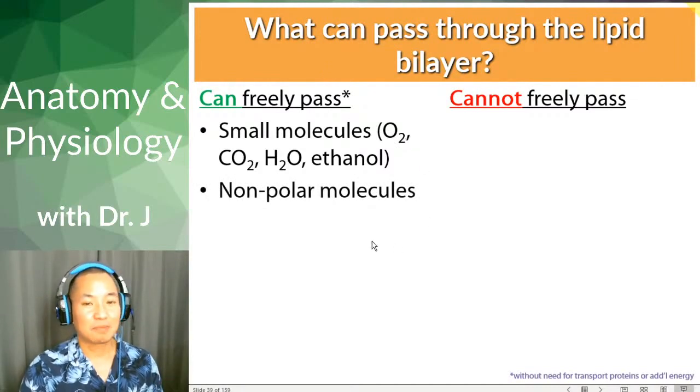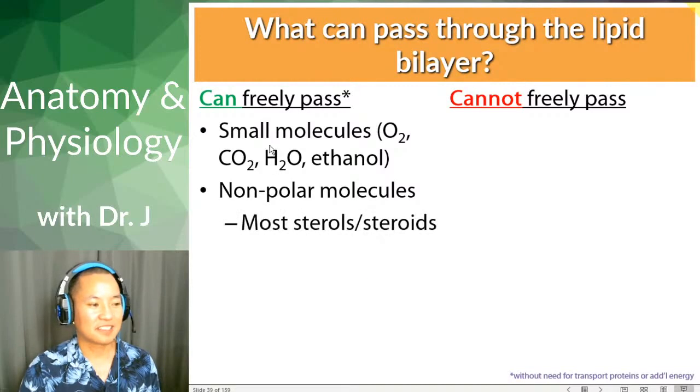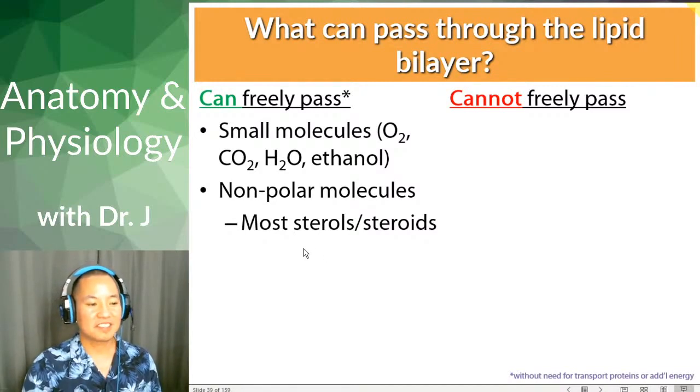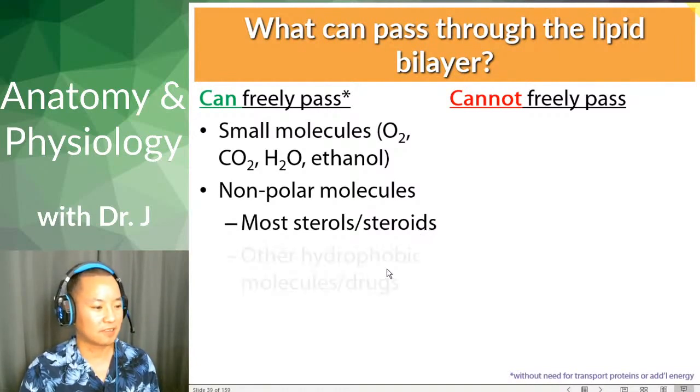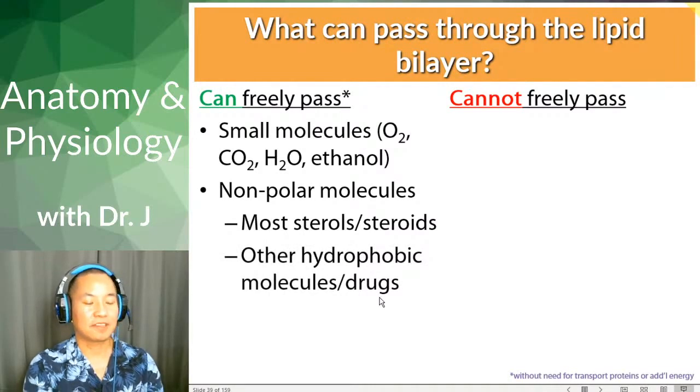And then you have nonpolar molecules. Actually, oxygen and carbon dioxide are nonpolar. They can pass through, not only due to being small, but by freely diffusing throughout the lipid bilayer. Most sterols and steroids can pass through the lipid bilayer, so they kind of have carte blanche to go anywhere that has a hydrophobic core. And other hydrophobic molecules and drugs.